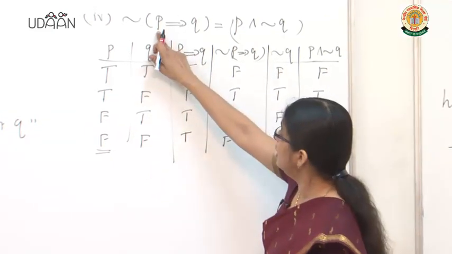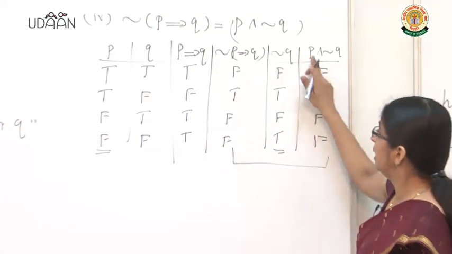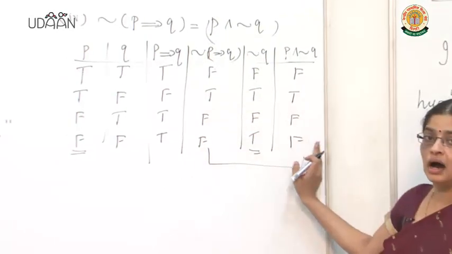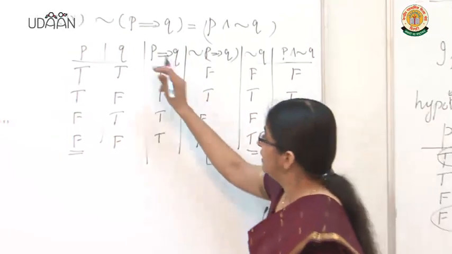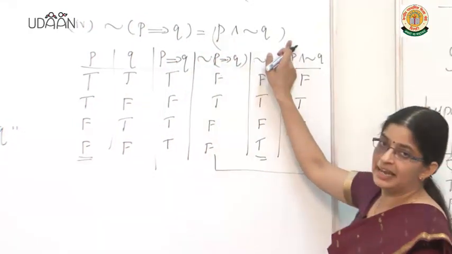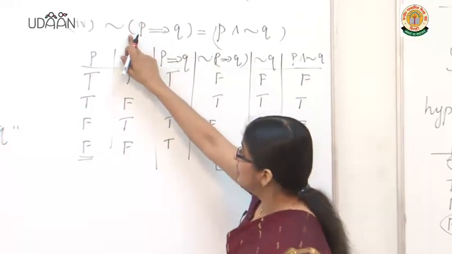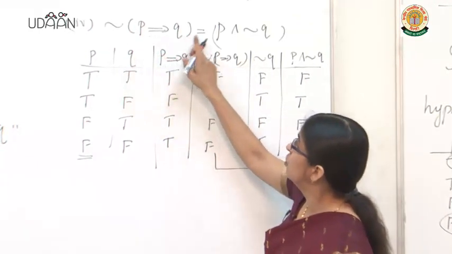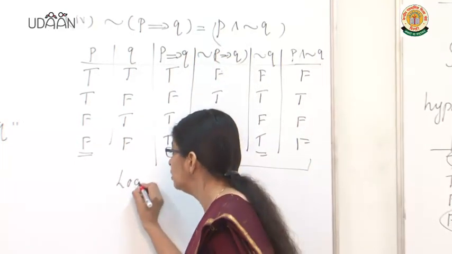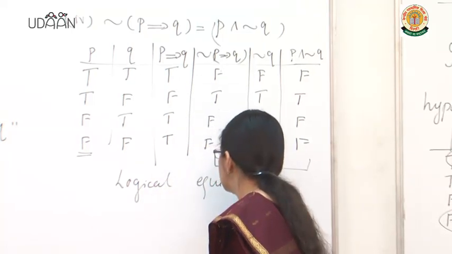Which columns do you have to see? Negation of P implies Q and then P and negation of Q. Look, the truth values are the same, so we can say that negation of P implies Q equals P and negation of Q. These two statements are logically equivalent.